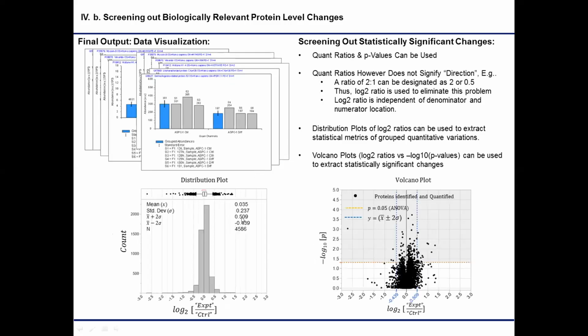So these values were generated using the distribution plot, where you have the mean. Over here it is 0.035 obtained, and if you have the standard deviation derived 0.237, this multiplied by 2 plus this one gives you 0.509. So that is 0.509 over here.